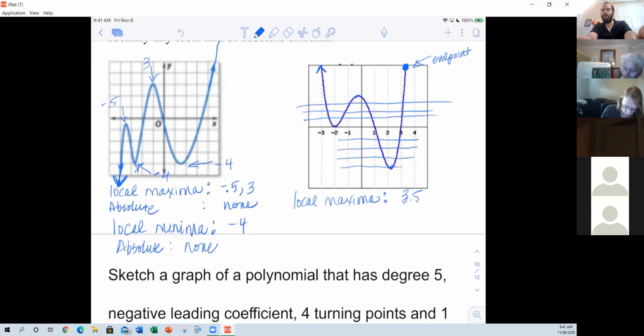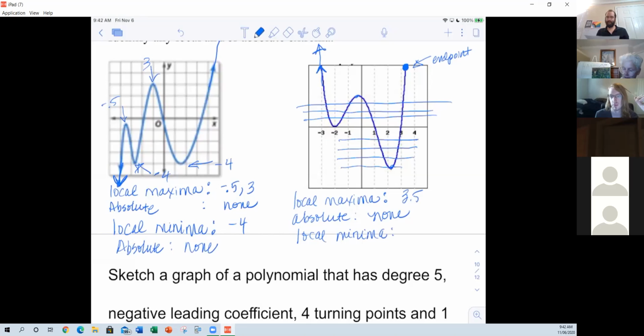All right, what about absolute maxima? There is none, right? Because this keeps on going up and up. What about local minima? -4. And what else? I mean, the absolute minimum, I think, has to be -4 also, right? The absolute minima is -4, yeah.